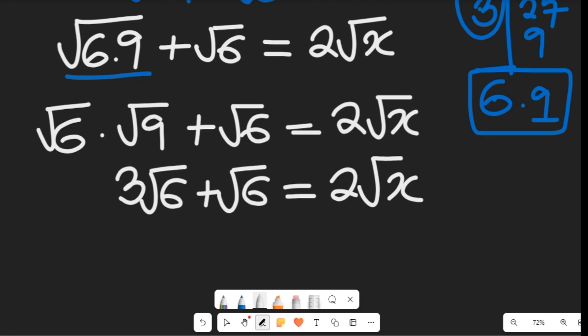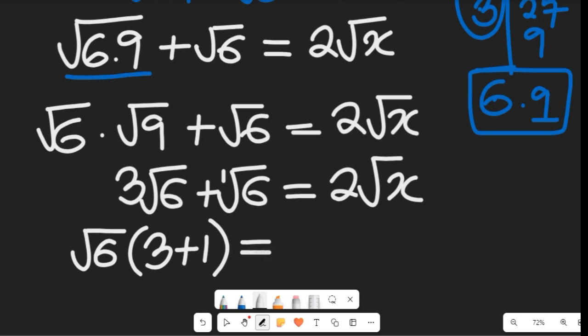So if we simplify this, remember we're having just 1 here, right? This can give us 4 roots. 3 plus 1 is 4 root 6. Or we can also simplify this by bringing out root 6 and then making this 3 plus 1. Whichever way is suitable for you, you can work that out. 2 root what? Root x.